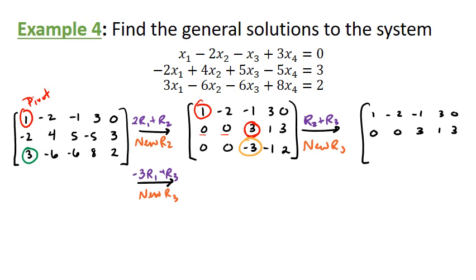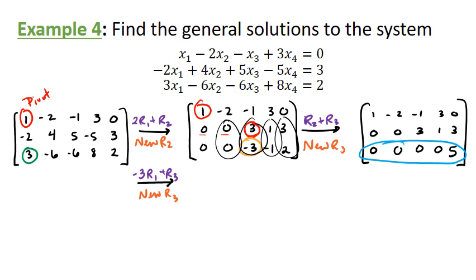And row 3 ends up becoming, so I'm adding these: 0 plus 0 is 0. 0 plus 0 is 0. 3 plus -3 is 0. 1 plus -1 is 0. 3 plus 2 is 5. Huh. Oh my goodness. What in the world? Remember, we talked about this, right? This basically means that 0 equals 5, and we know that 0 cannot equal 5.